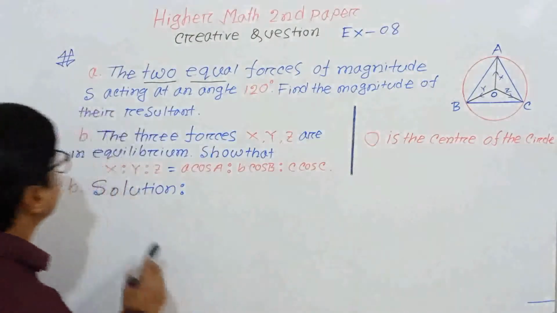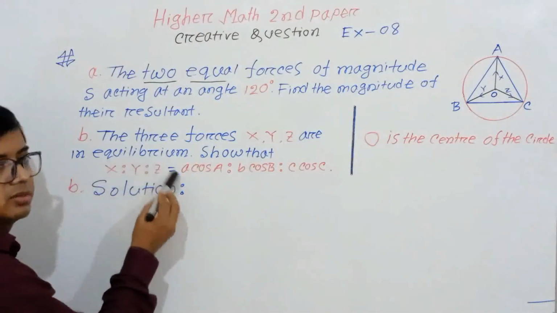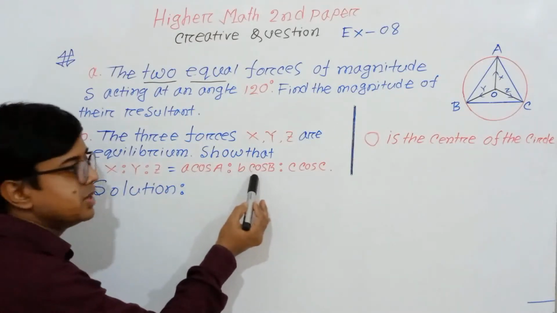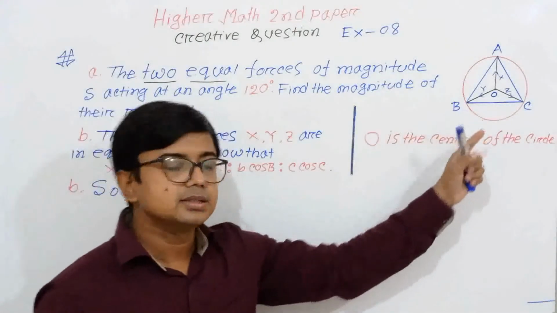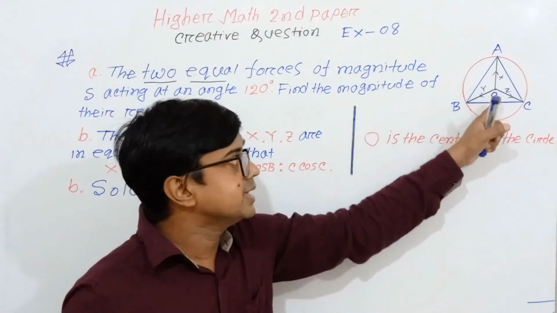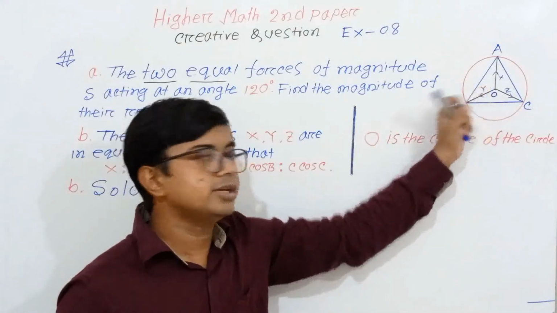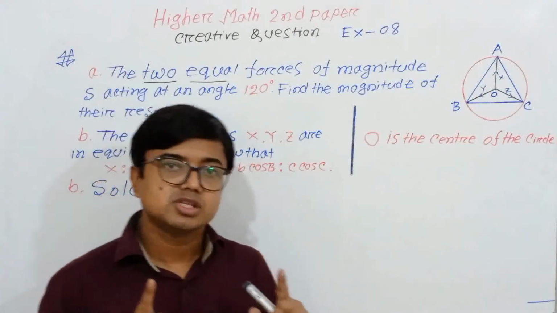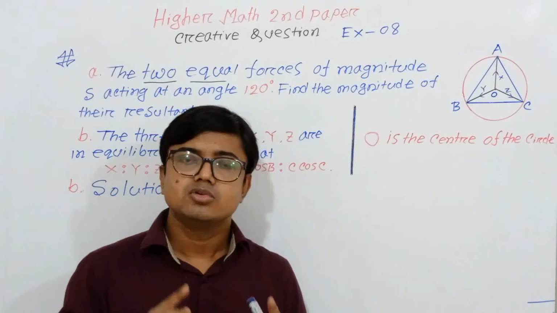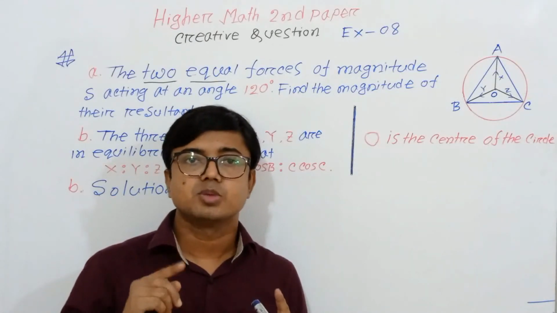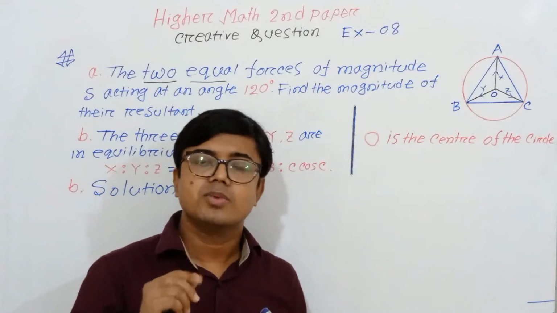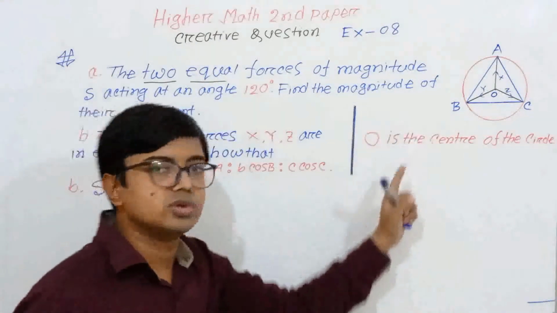Now question number B. The three forces X, Y, Z are in equilibrium, then show that X : Y : Z equals A cos A : B cos B : C cos C. And look at the figure. Here A, B, C are three angular points, and three forces X, Y, Z are in equilibrium at point O. And here we know Lami's theorem. If three forces acting simultaneously at a point along three different lines are in equilibrium, then the magnitude of each force is proportional to the sine of the angle between the lines of action of the other two forces. That's why we can apply Lami's theorem here.